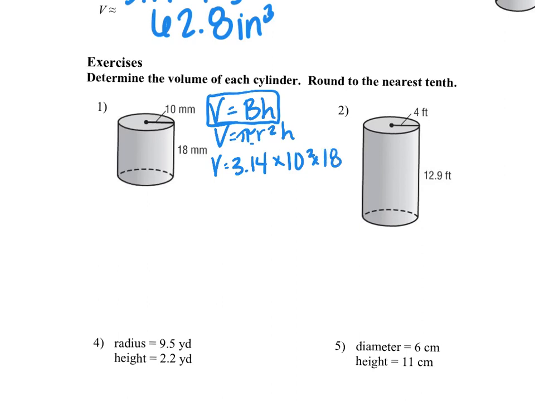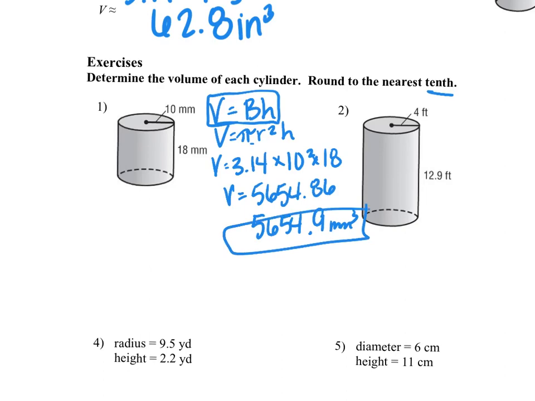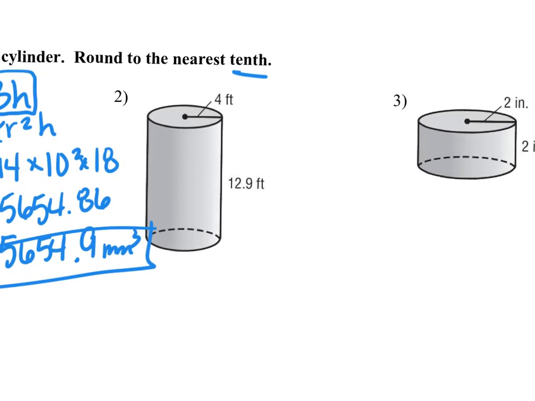So second pi, and 10 squared is 100, times 18 is 5,654.86. So if you rounded to the nearest tenth, that would be 5,654.9 millimeters cubed.